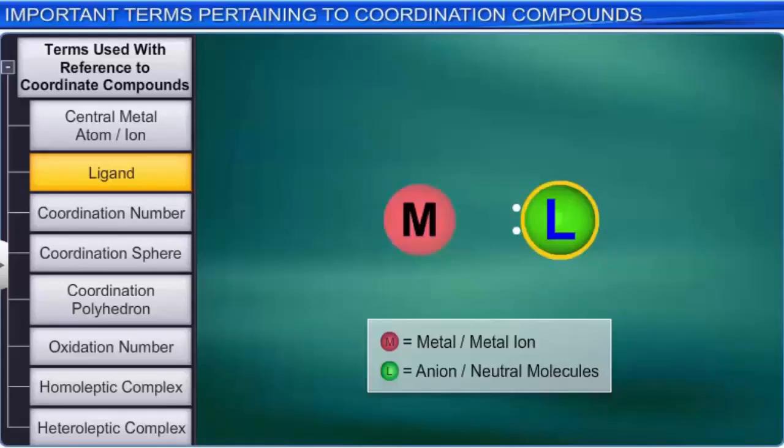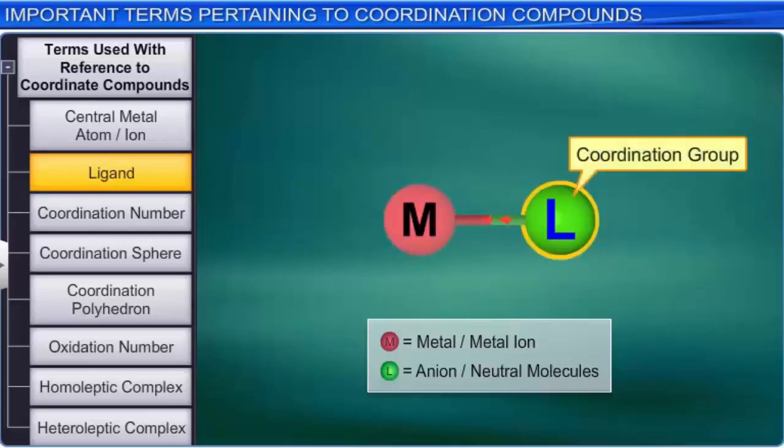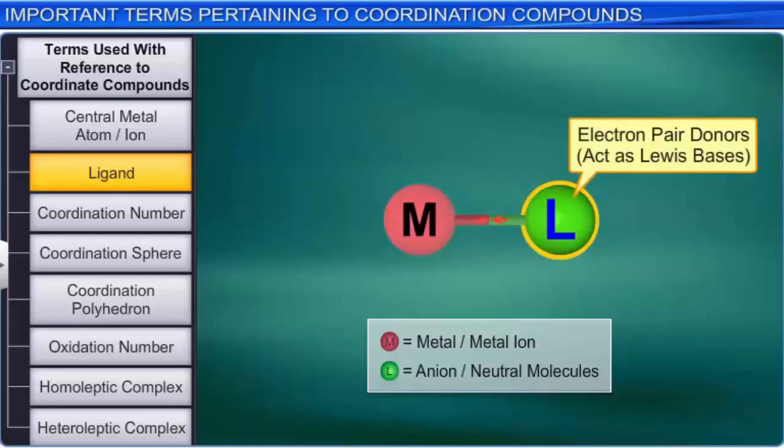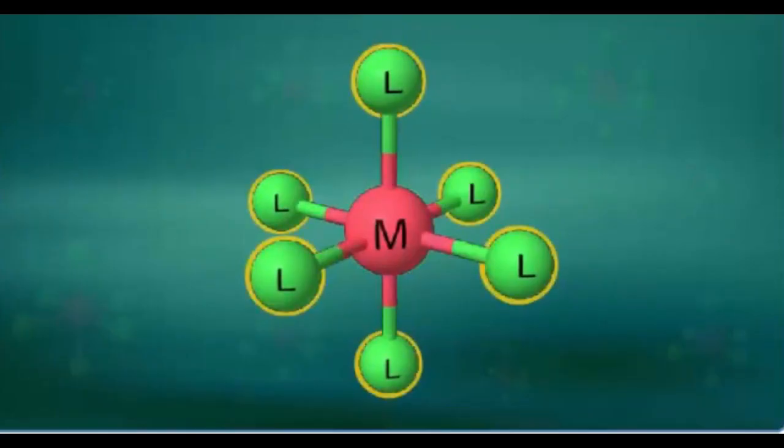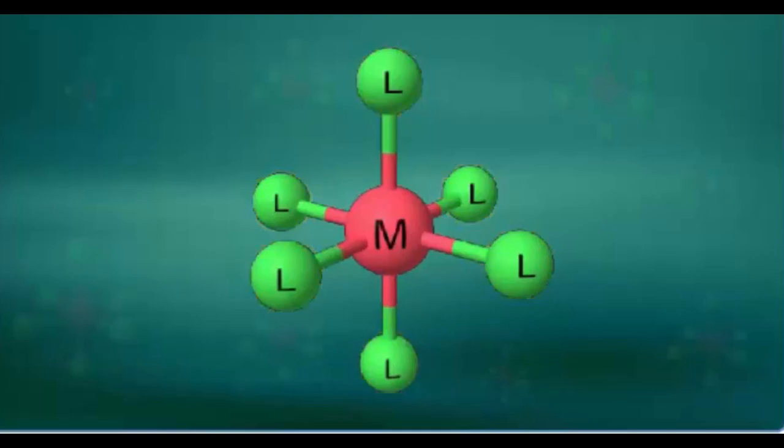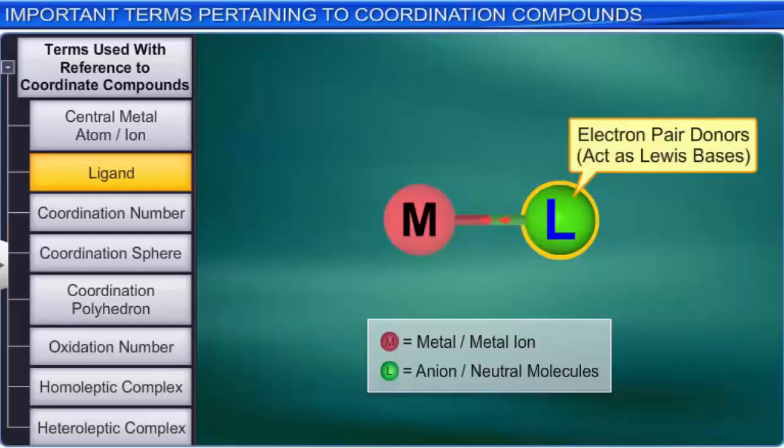There is a pink color ball. Okay, M is denoted in that ball. That is called a central metal atom or central metal ion. As you see in this module, the central metal atom or ion is occupying the central position of the coordination complex and binds with the other atoms.